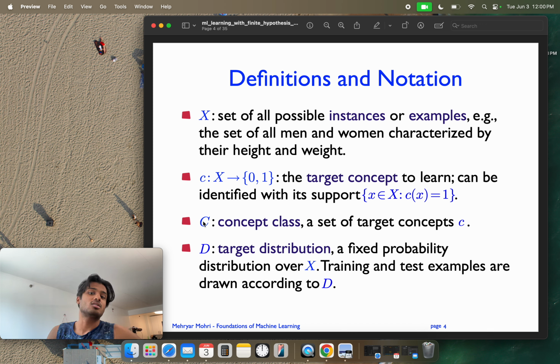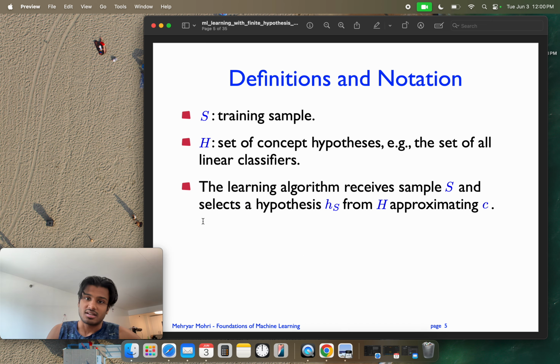Capital C then is a concept class, a set of all target concepts. Capital D is the target distribution, a fixed probability distribution over X. Remember, it has to be a fixed probability distribution, and training and test examples are drawn according to capital D. Capital S is a training sample. Capital H is the set of hypotheses, all the hypotheses that we can formalize. An example is the set of all linear classifiers.